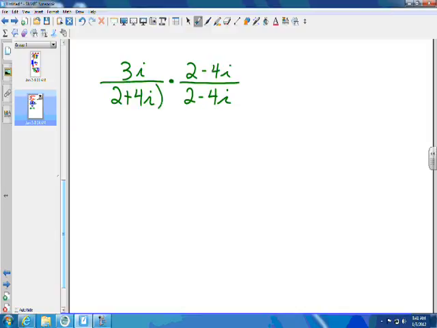So it's probably best then to put these all in parentheses because you're going to end up having to FOIL. On the top, you don't have to FOIL, you just have to distribute. So 3i times 2, what would that give you? 6i. And 3i times negative 4i, what would that give you? Minus 12i squared.